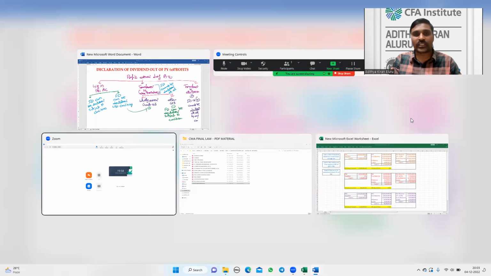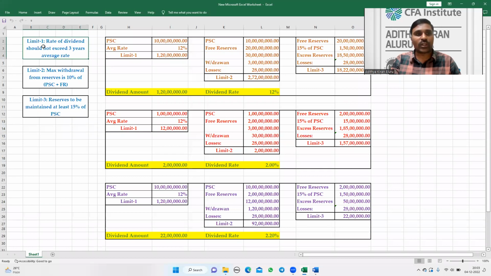There is only one condition. This limit one alone will be applicable. What is this limit one? Rate of dividend should not exceed the 3 years average rate. That is the only one that will be applicable.